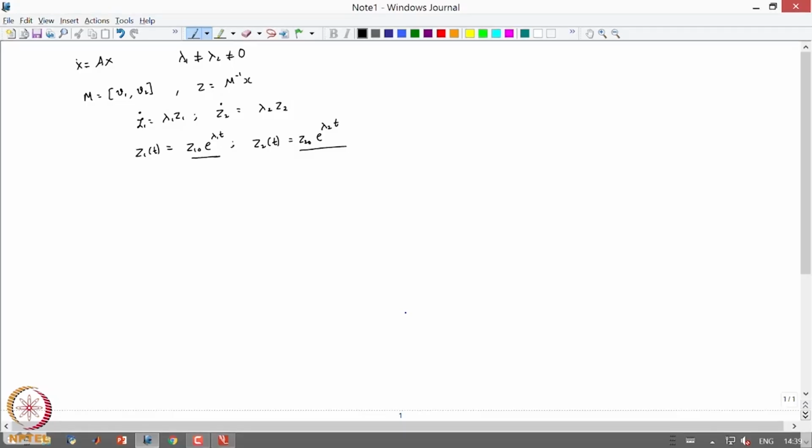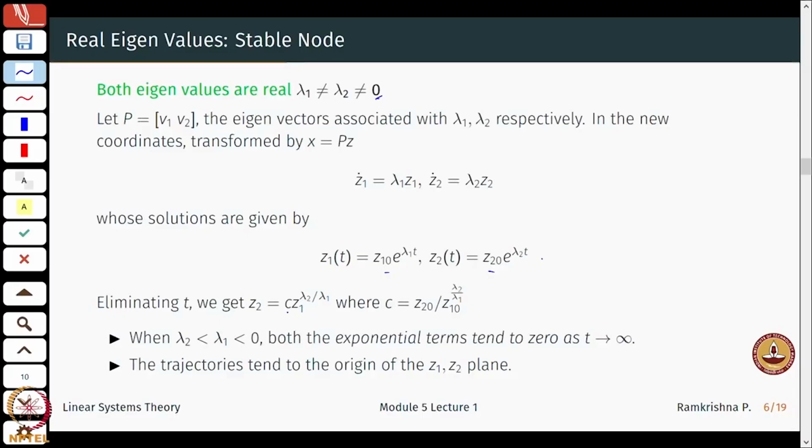How do I eliminate t? So, I have these two equations, right. Z1 dot is lambda 1 Z1, Z2 dot is lambda 2 Z2. So, I just have dZ2 by dZ1 can be written of the form lambda 2 by lambda 1 Z2 over Z1. And I can do all the calculus that I know of solving integral equations, and I just end up with the solutions like this, with C depending on the initial conditions and so on. Okay, so this is easy to check.